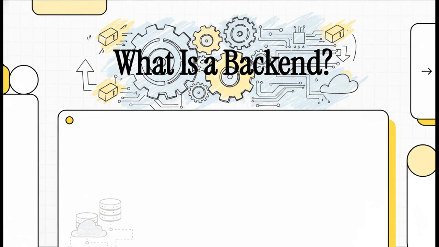All right, welcome to the Explainer. Today, we're going to pull back the curtain on the invisible engine that powers, well, pretty much every app and website you use. We are talking about the backend, the hidden machinery of the web.